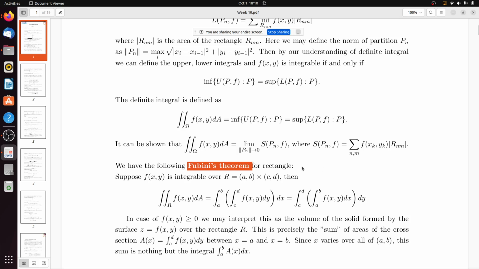So what is Fubini's theorem? Fubini's theorem tells us that if a function f(x, y) is a function of two variables x and y, and it is defined over the rectangular region [a, b] cross [c, d], then the double integral of f(x, y) dA you can calculate by changing the order of integration.